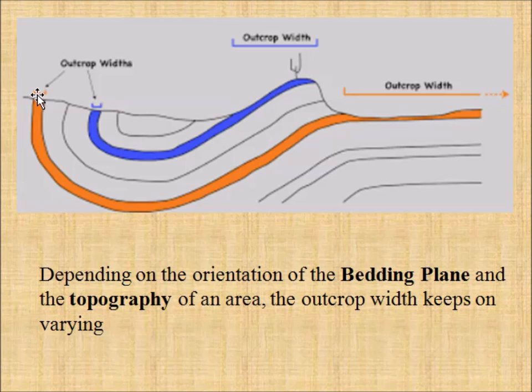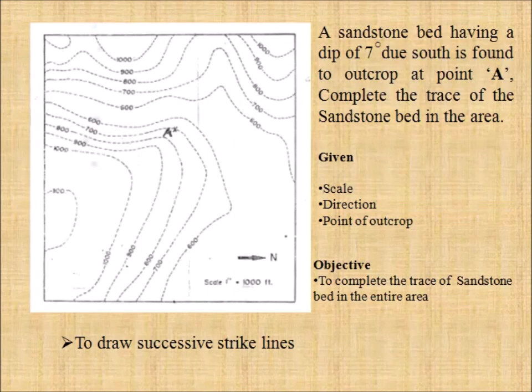The importance of carrying out this exercise is that suppose we have some important mineral bearing rocks and it is found exposed in certain areas. We try to map this in the entire area and try to see the distribution. So we are going to take up this topographical map. Here there is a problem which has been given.